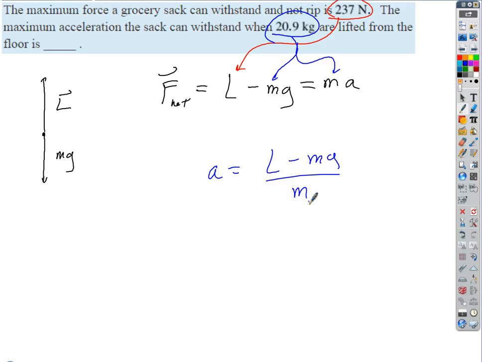But I'm confused on the mg part. Go ahead. What about that? Like, how do you solve for a because you don't know mg? You actually do. mg is just the weight of the sack, right? Does that make sense?